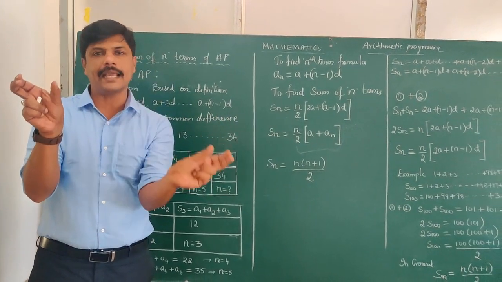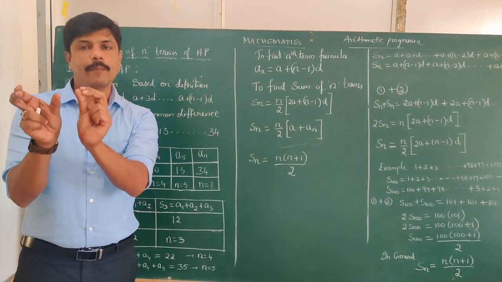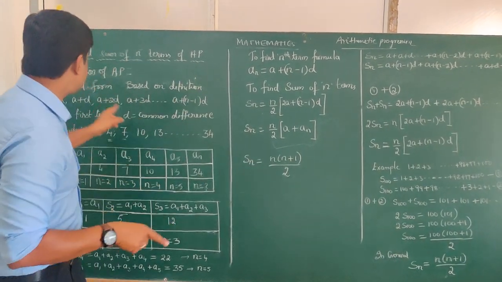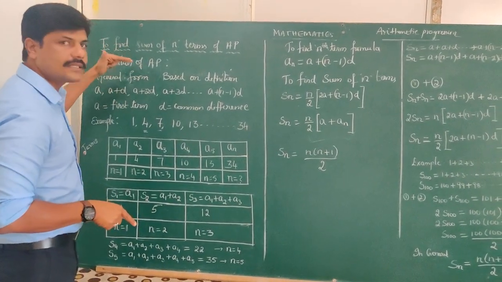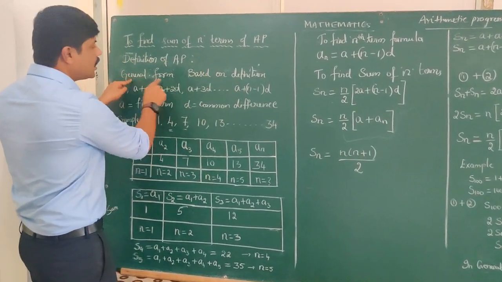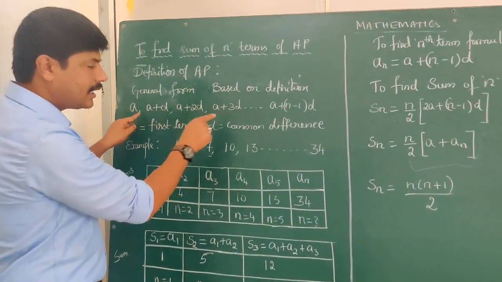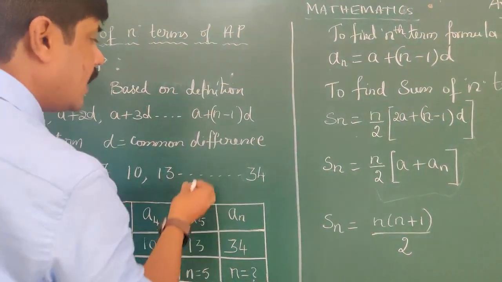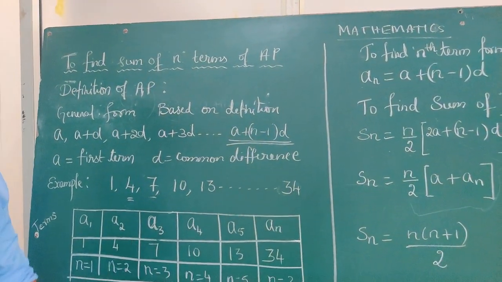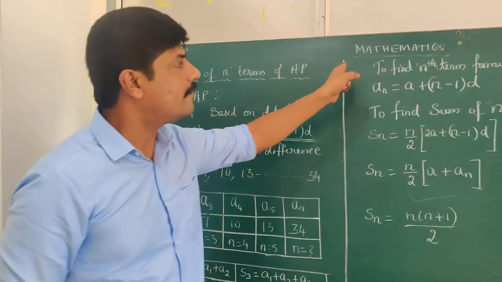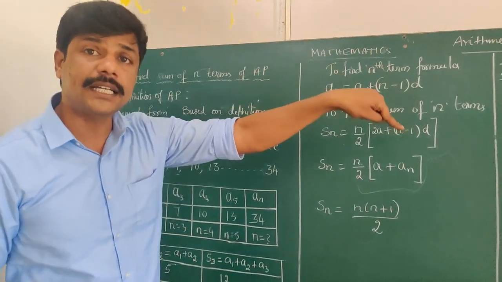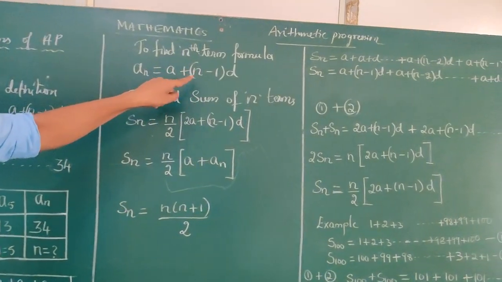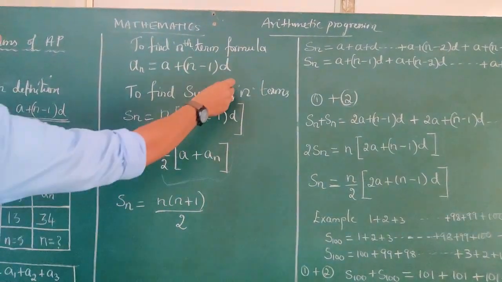When you keep adding the common difference to the preceding number, you will get the succeeding number. That becomes the definition of AP. Based on this definition, we formed the general form: a, a plus d, a plus 2d, a plus 3d, and the last term becomes a plus n minus 1 into d. This we have taken as the formula to find the nth term of an AP, that is, an equals a plus n minus 1 into d. Till here we came to know.